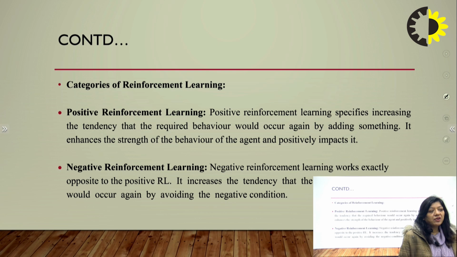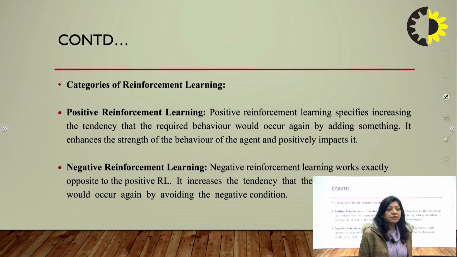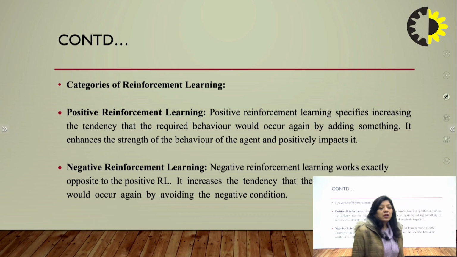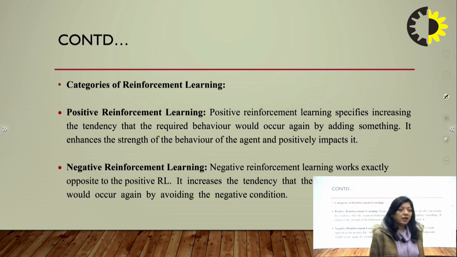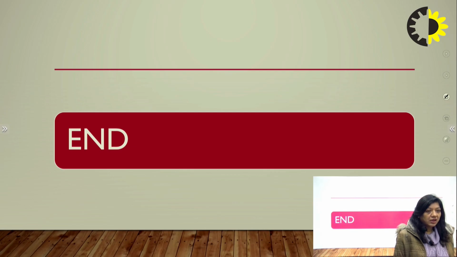Now, the categories of reinforcement learning. Positive reinforcement learning specifies increasing the tendency that the required behavior would occur again by adding something. It enhances the strength of the behavior of the agent and positively impacts it. And negative reinforcement learning works exactly opposite to positive RL. It increases the tendency that the specific behavior would occur again by avoiding the negative condition. Thanks. That's enough from my side.